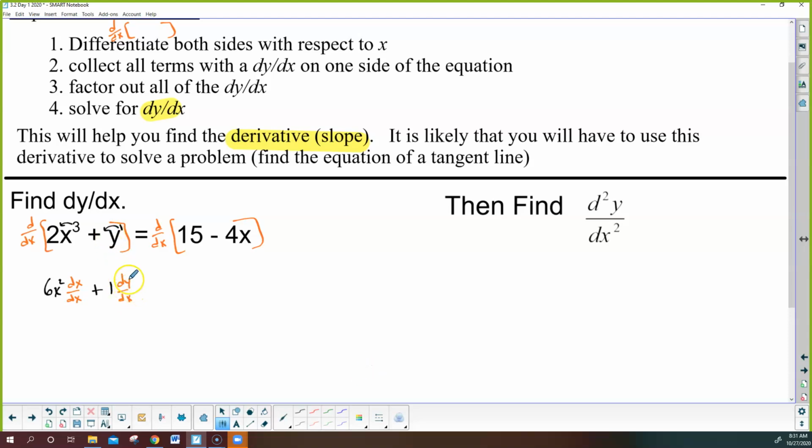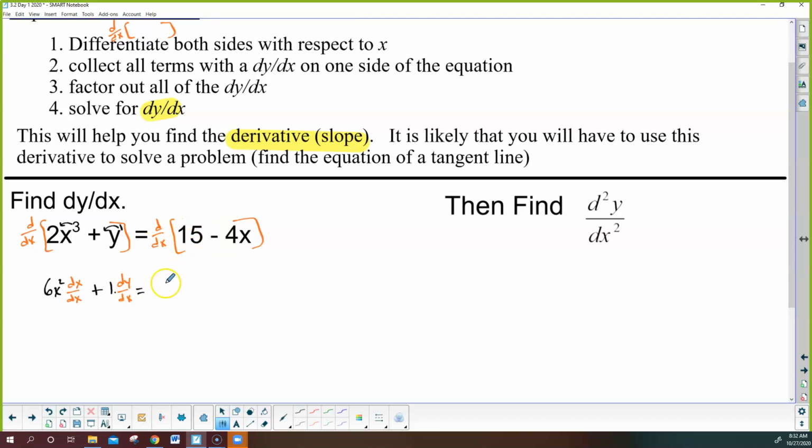So the dy/dx does not reduce out, because these are not the same terms on top and on bottom. And this is extremely crucial that you write this step. It's the part that students miss the most: when you take the derivative of anything that has a y, you always have a dy/dx that follows.